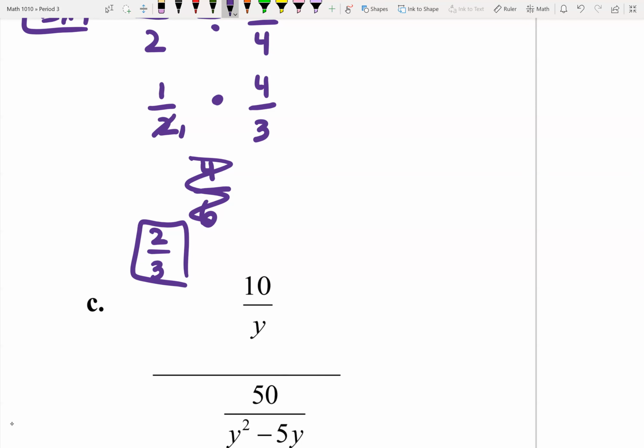Well, yeah, look, 2 goes into 2 once, 2 goes into 4 2 times. So on the top, 2 times 1 is 2. On the bottom, 3 times 1 is 3. I think it's easier to cancel and then multiply. Saves you a little bit of work.